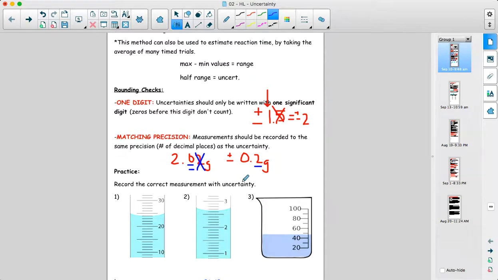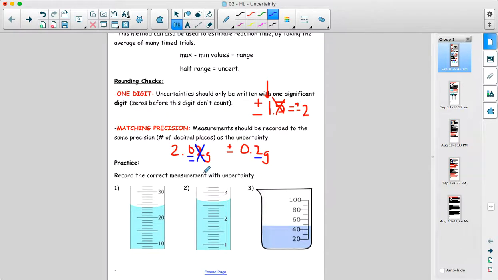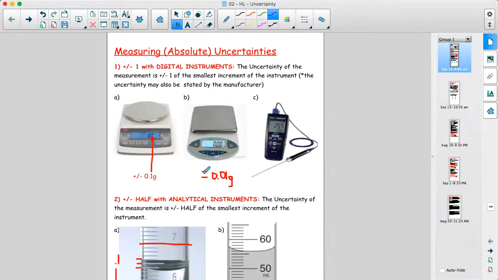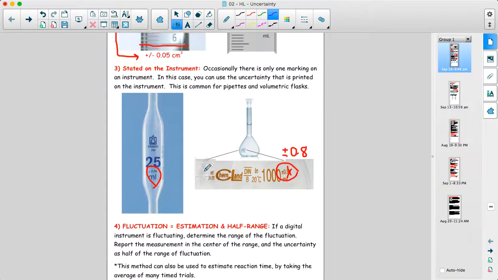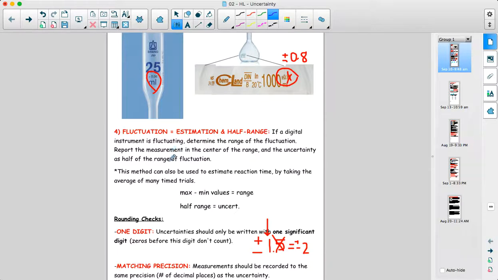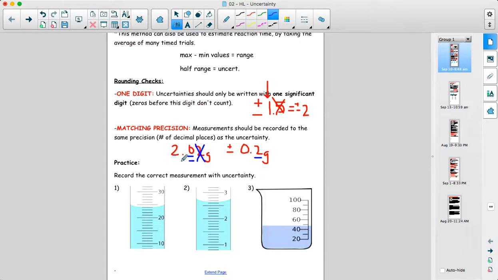It can happen with those fluctuating instruments, and it's going to happen when we do calculations and use the calculator. So those are the rules. There's some practice at the bottom that we can try in class: digital instruments, analytical instruments, stated on instruments, and fluctuating/average values. And make sure that you round off to 1 digit of uncertainty and that your measurements match the uncertainty itself.